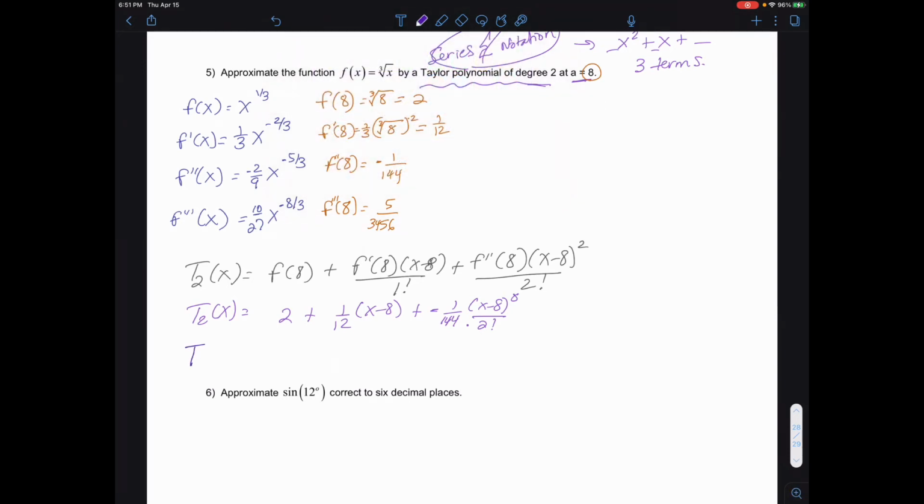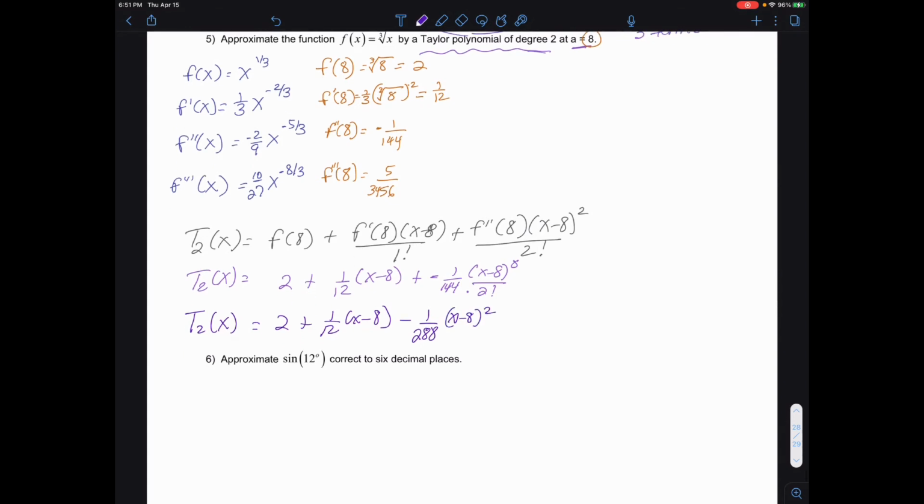So we'll clean it up one more time, and we'll get our Taylor polynomial is equal to 2 plus 1/12 x minus 8 minus 1/288 x minus 8 squared. And I just found a second degree Taylor polynomial to help approximate the cube root of x.